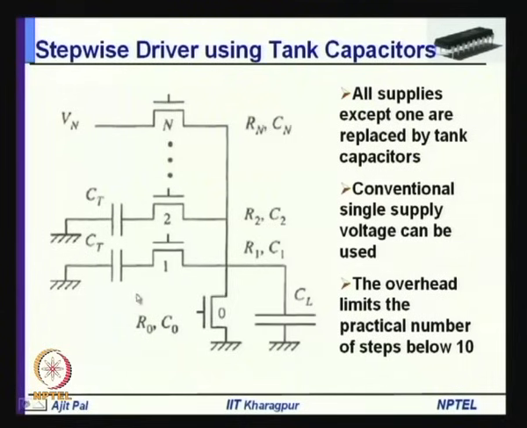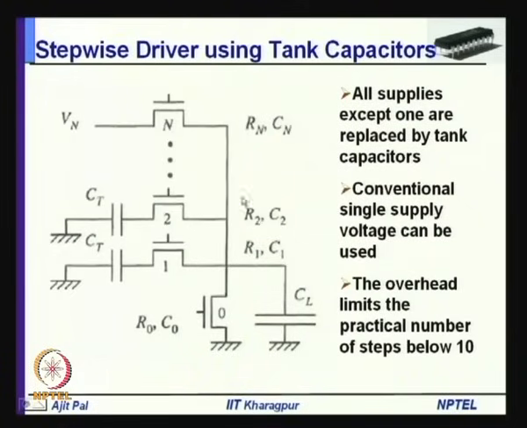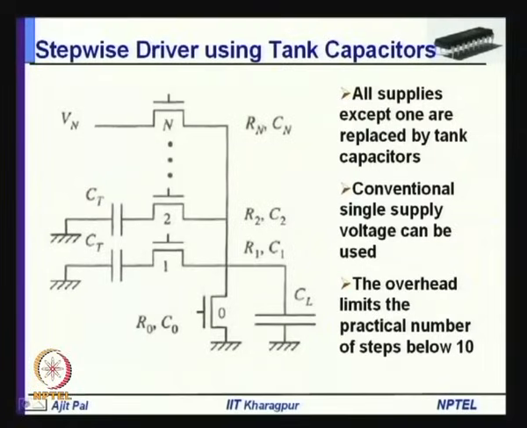Obviously, this will also have overhead like the previous case, and whenever we use this approach for generating those switched power supplies, the number of steps that can be used in practical circuits is limited to 10. Because of the large overhead we cannot really have a large number of steps, but the larger the number of steps, the more the reduction in energy. However, because of practical limitations this is not being done.